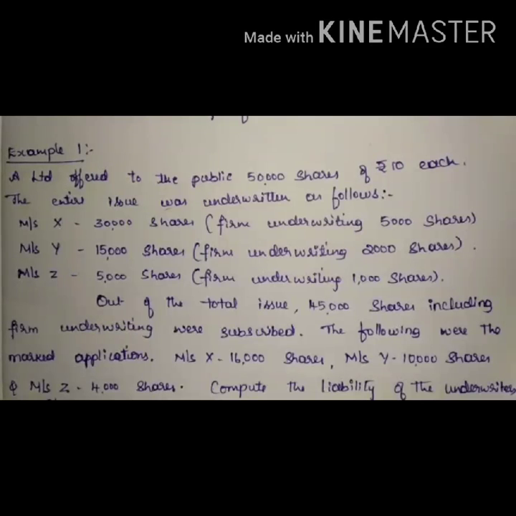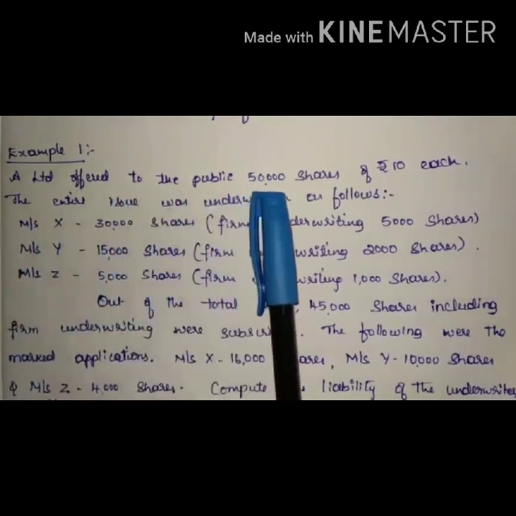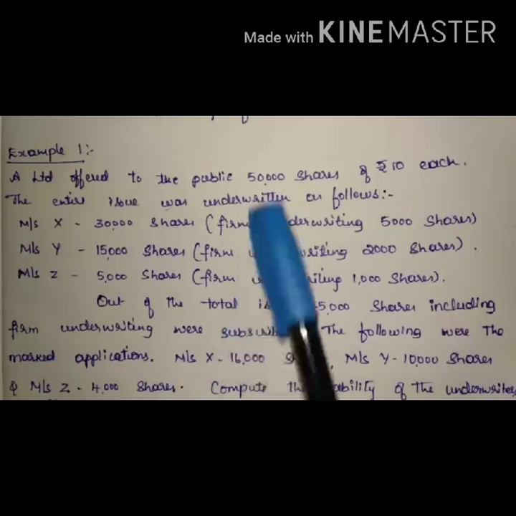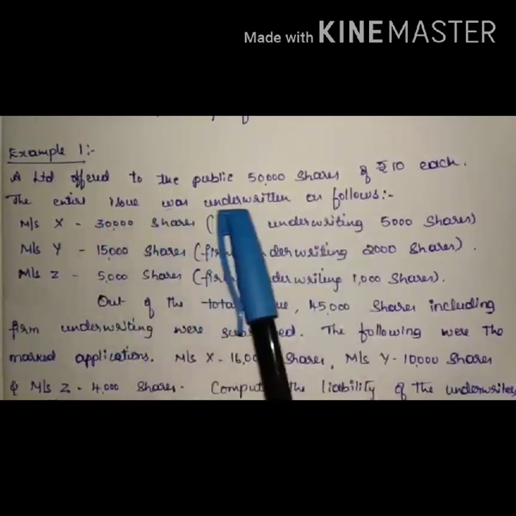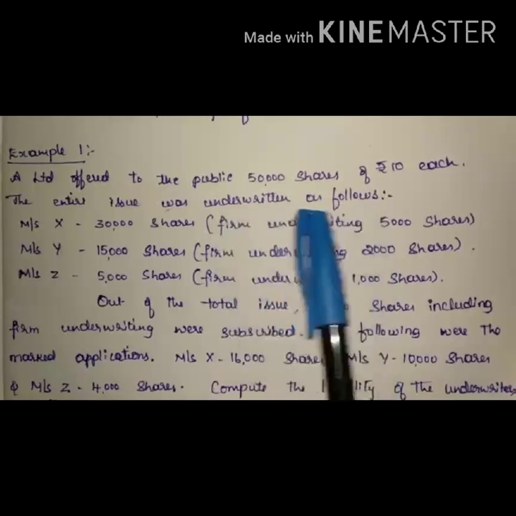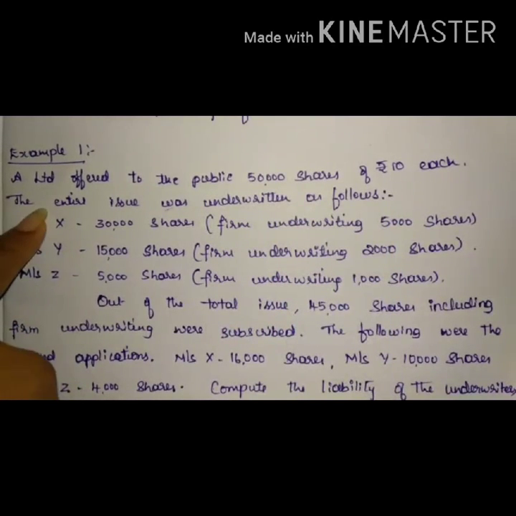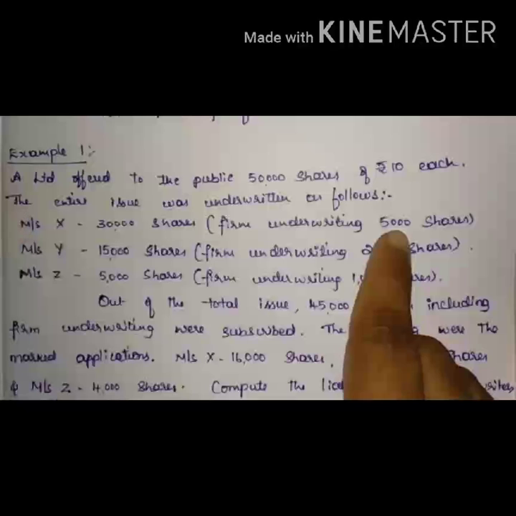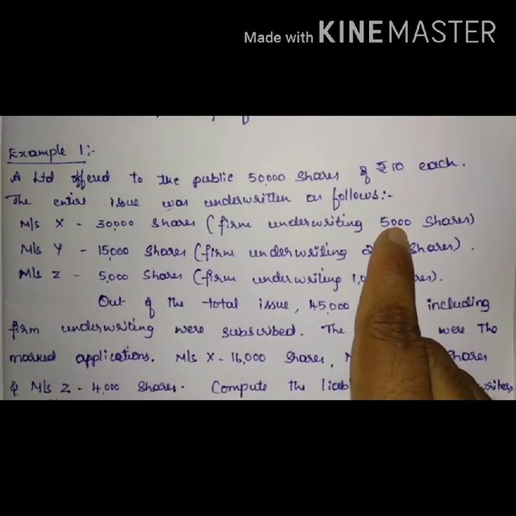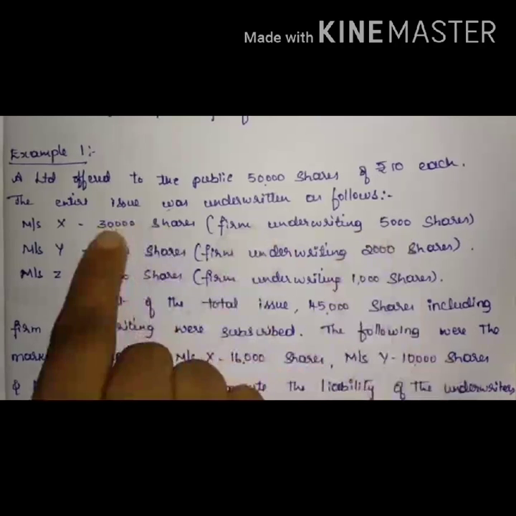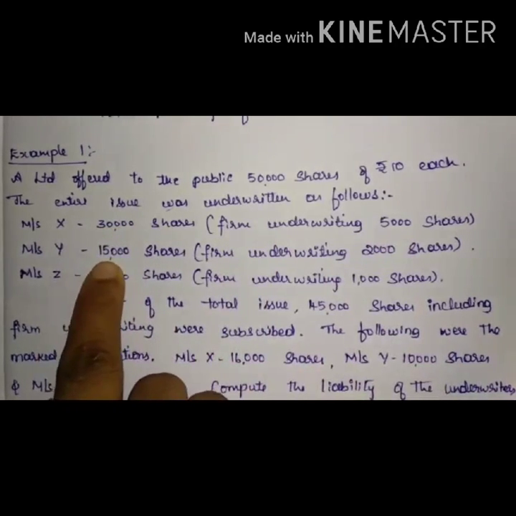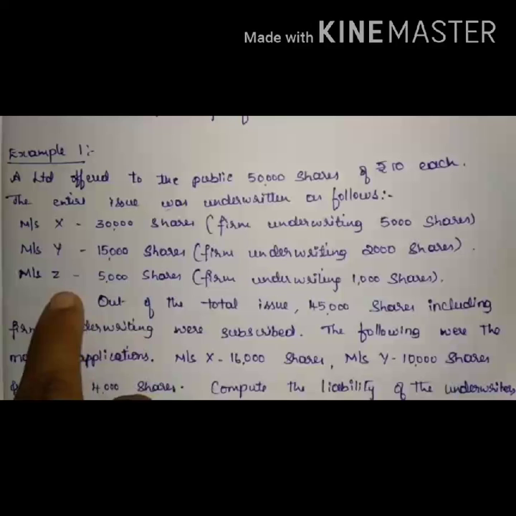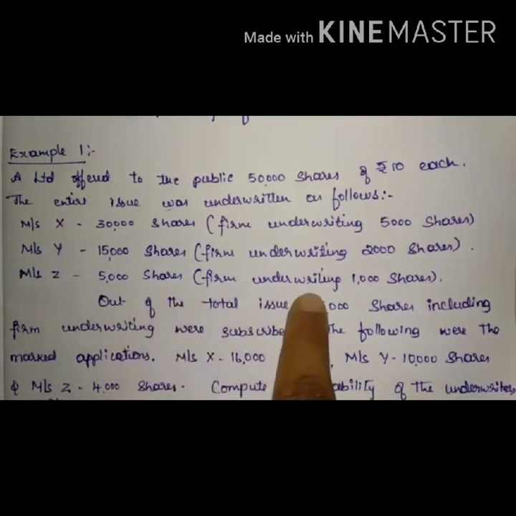Let's see an example. X Limited offered to the public 50,000 shares. So the company issued 50,000 shares. The entire issue was underwritten as follows. That means underwriting is for the full issue. X 30,000 shares. Now his firm underwriting is 5,000. That means he makes a firm commitment to take up 5,000 shares along with the 30,000 shares. Then 15,000 shares by Y, and his firm underwriting is 2,000 shares. Z 5,000 shares, and his firm underwriting is 1,000 shares.